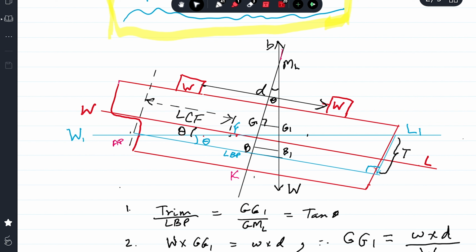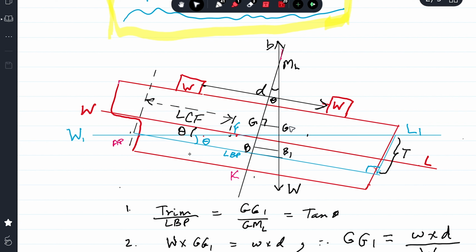When the ship trims by head or by stern, the center of buoyancy shifts, like from here B to B1. Now if I draw a vertical from the center of buoyancy upward, it will meet the center line of the vessel at ML, which is the longitudinal metacenter. And from G to ML is GML, the longitudinal metacentric height. B to ML is BML, which is called the longitudinal metacentric radius, BML.